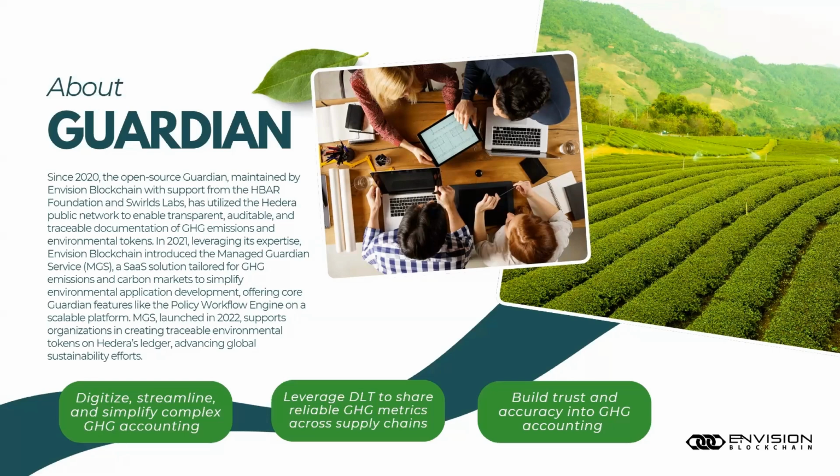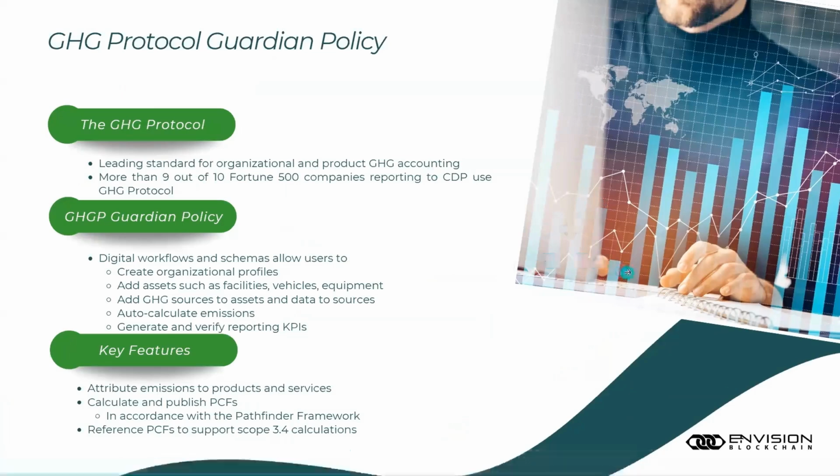So basically, by using the Guardian, we can digitize, streamline and simplify complex GHG accounting. We can leverage the DLT to share reliable GHG metrics across supply chains and build trust and accuracy into GHG accounting. So a little bit about the GHG Protocol Guardian policy.